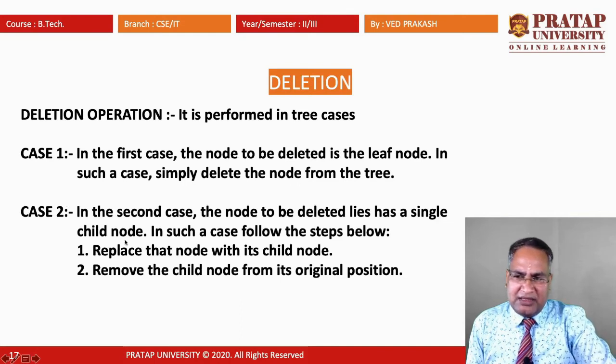Now in the second case, the node to be deleted has a single child. So in case 2 we basically delete the node which has one child. When such a node is deleted, we use two steps. First, replace that node with its child node, and after that remove the child node from its original position.